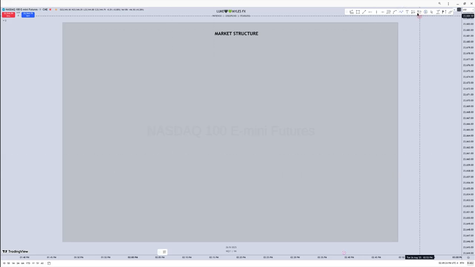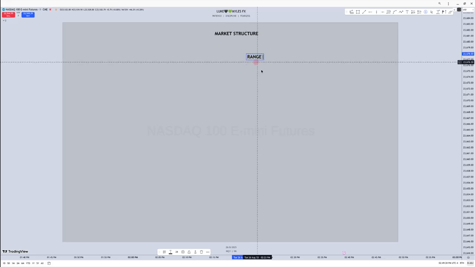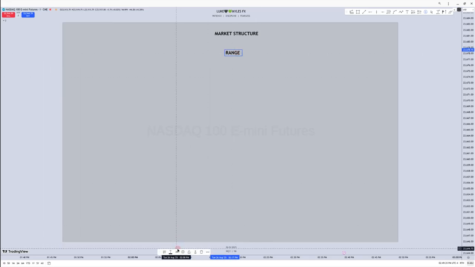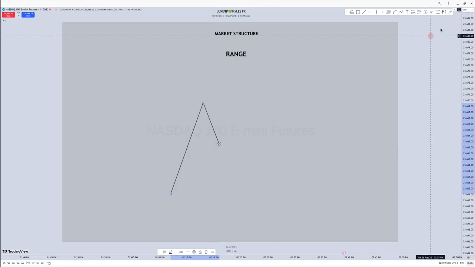Now, ranges. Range is the current market that I'm dealing with. As you saw, we had a lot of noise, there is a lot happening, a lot going on. So the current market that I'm dealing with is the range. Now, if I have the market going higher and coming back lower, we said this is a high. We said that is a high, and we said this is a low.